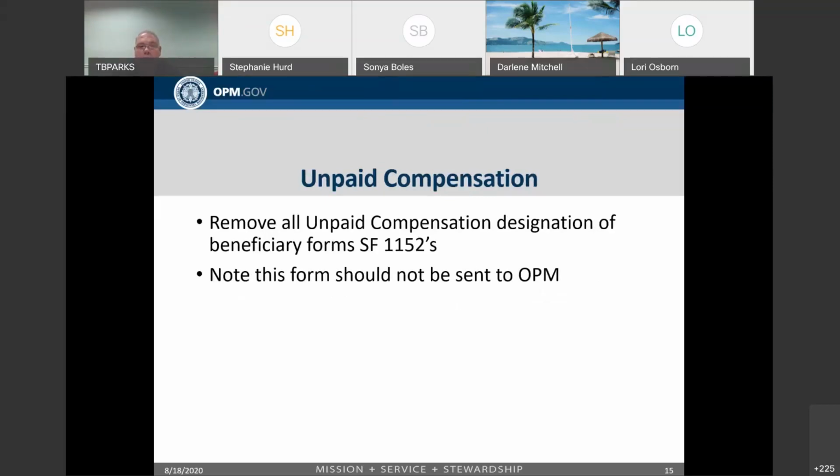With respect to the unpaid compensation forms, please make sure that the TSP and unpaid compensation forms do not come to OPM. If received, we're going to return them to your office. We don't process anything with those, so we would just send them back to you.